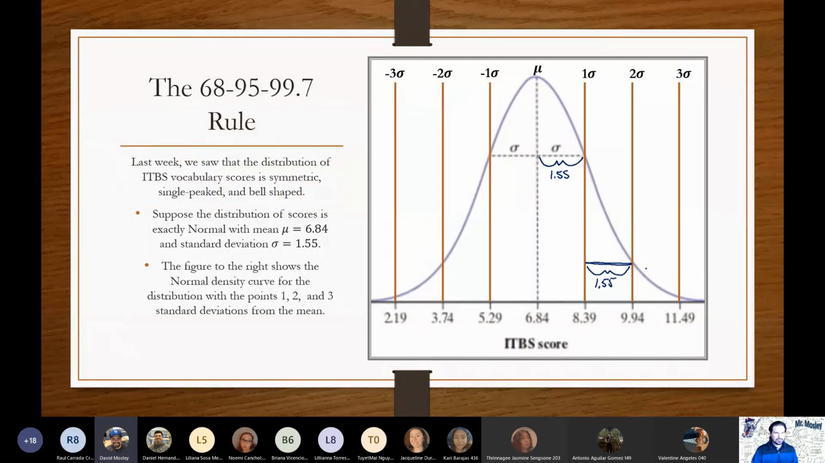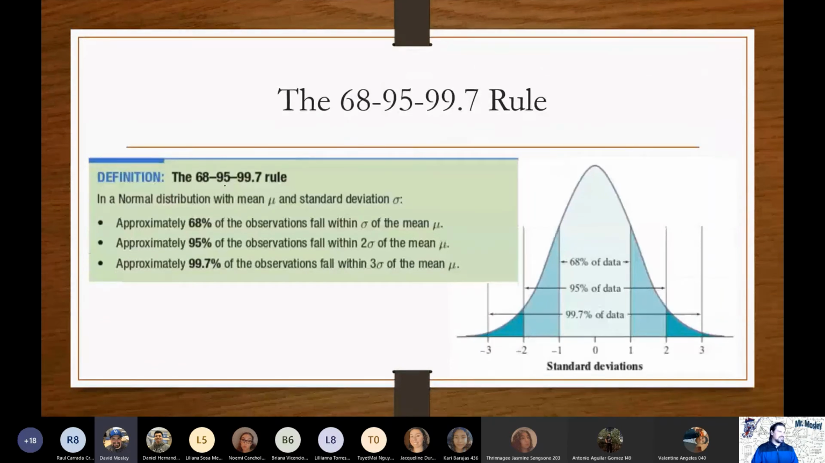Now, this gets us extra information now that we have this normal curve, this equal spacing. We get more data. The 68, 95, 99.7 rule. In a normal distribution with mean mu, standard deviation sigma, approximately 68% of the observations fall within sigma of the mean, one standard deviation of the mean. And that's in this illustration here. This middle area represents 68% of our data.